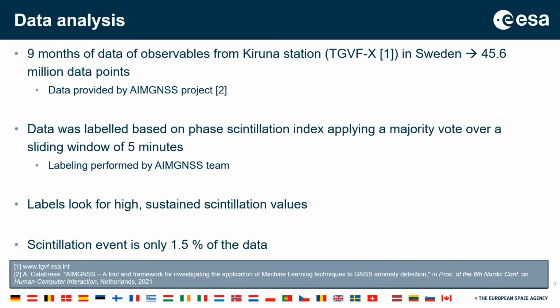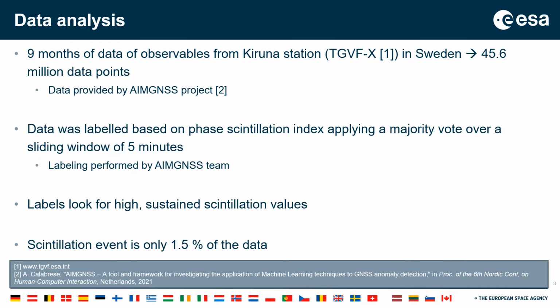So then we would like to go through a data analysis part. We had about 9 months of data, which was observables from the Kiruna station in Sweden. And this was about 45.6 million data points, just to give an estimate of how much data this was, because this was 24/7 from numerous satellites in the Galileo satellite system. And the data was labeled based on the phase scintillation index, applying a majority vote over a sliding window of 5 minutes. Both the data and the labeling process were done by the AIM-GNSS team.